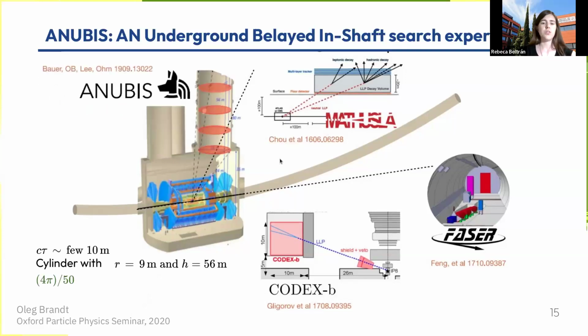And finally, let me comment about ANUBIS. This was initially proposed to be placed in the access shaft above ATLAS. It would feature some tracking stations, which could provide a good sensitivity to LLPs. However, now a new configuration is being considered just to cover the ceiling of the cavern. It's true that the solid angle coverage will be larger, but this being closer to the IP means that the backgrounds will also be larger. So yeah, they are still studying these issues.